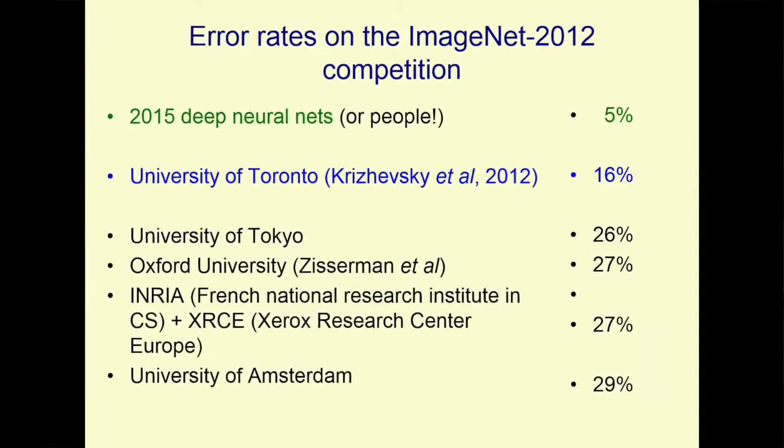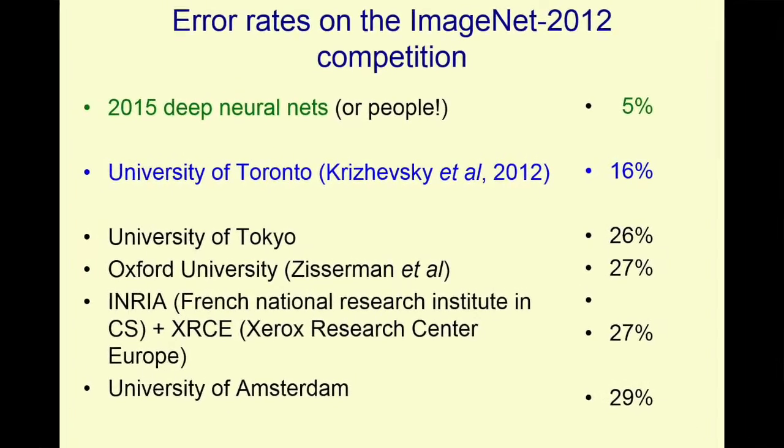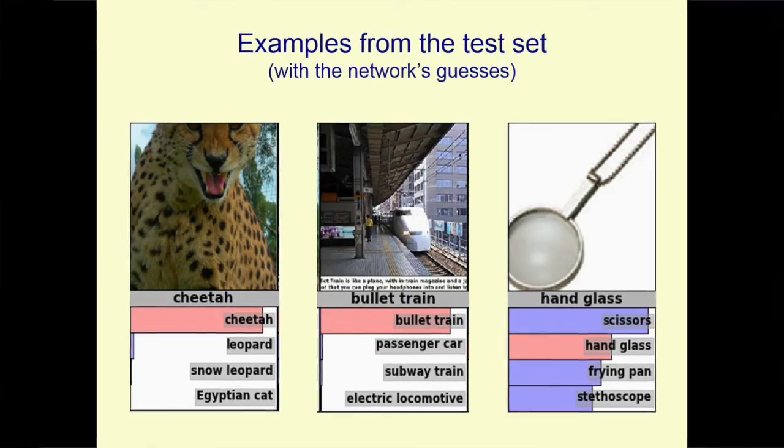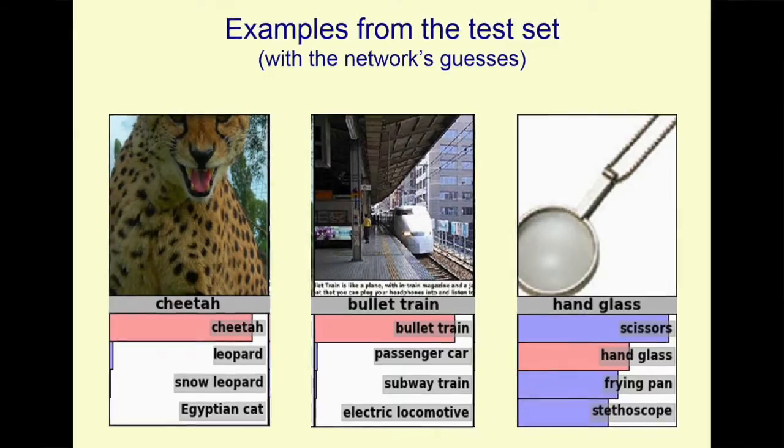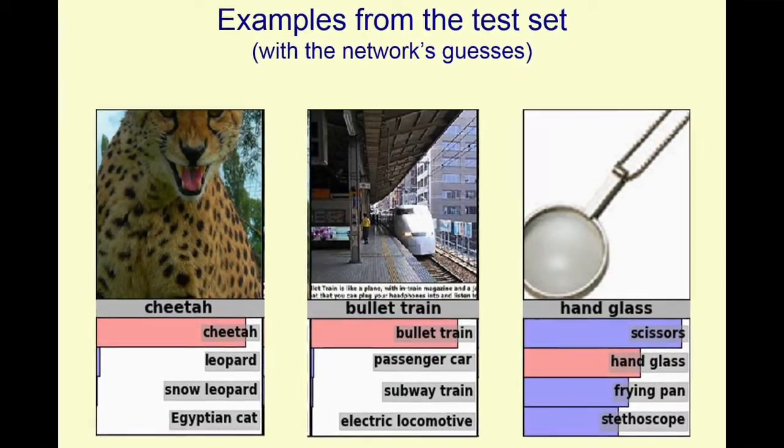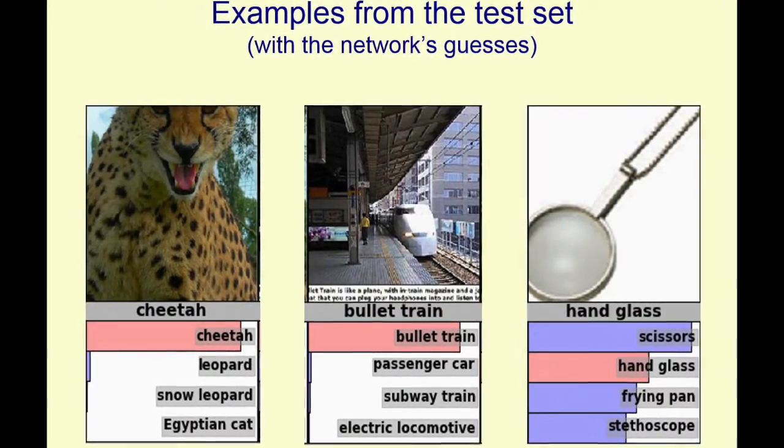Now, the error rate is down to 5%. In fact, this slide is a few days old. It's now 4%. So it's amazing the progress there's been. And these are the kinds of images you can recognize. You don't have to have the whole object. It knows that's a cheetah. And its second best guesses are a leopard or a snow leopard. So its other guesses are good guesses.